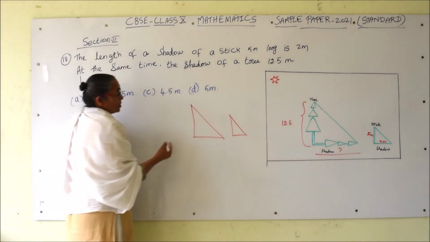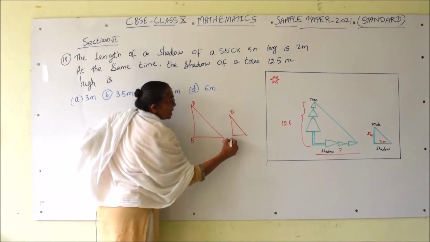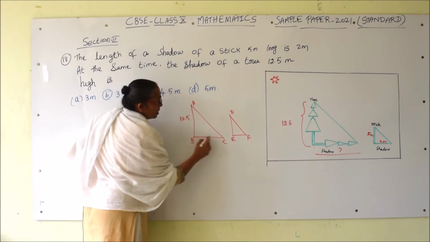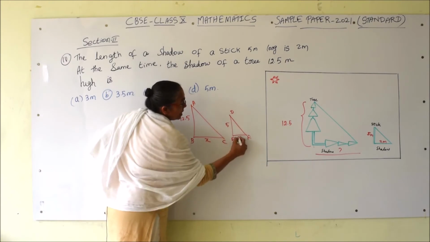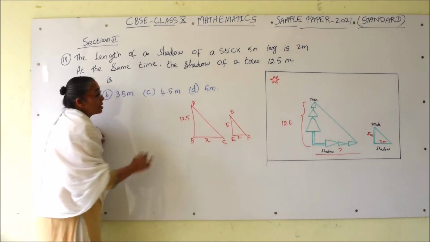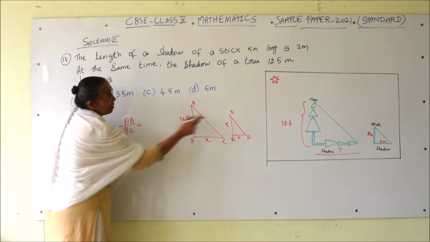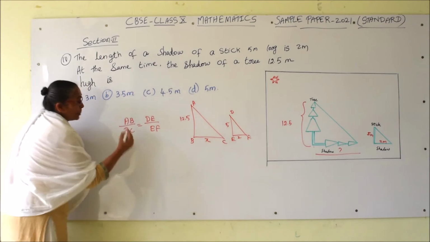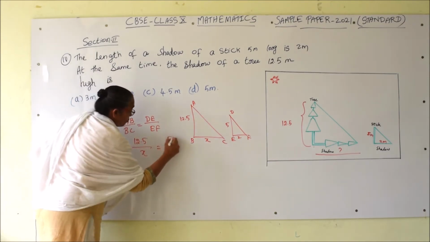Suppose I mark this triangle as A, B, C and this one as D, E, F. Your question is, this is given as 12.5 and this is X, BC is the question, and this is given as 5 meters and here 2. The similarity ratio for these two triangles is the same, so you can write AB by BC is equal to DE by EF. Substituting the values, 12.5 divided by X is equal to 5 by 2.